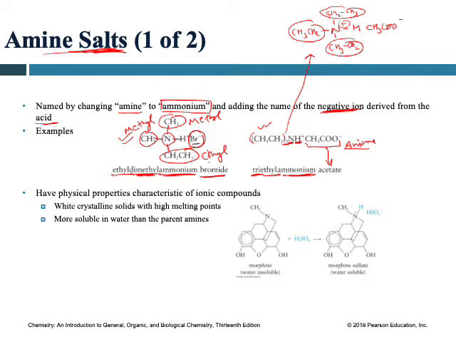So regarding the physical properties of any ionic compound, they are white crystalline solids, more soluble in water than the parent amines, because we already know salts can make the organic compound more soluble compared to its original parent chain because of the ionic nature of the salt, right? We have positive and negative ions.